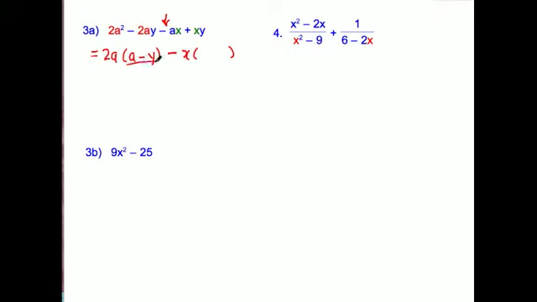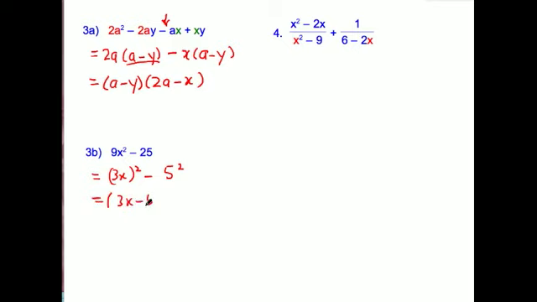And since the factor in brackets is a minus y, the second factor must also be a minus y, so that we can continue to factorize out a minus y, leaving behind 2a minus x. The next example is a difference of two squares, that is 3x squared minus 5 squared, which gives us 3x minus 5 times 3x plus 5.